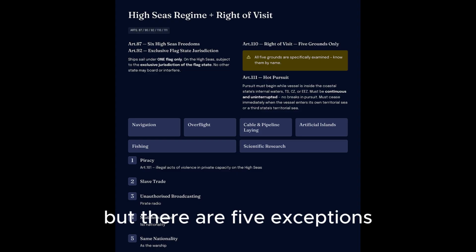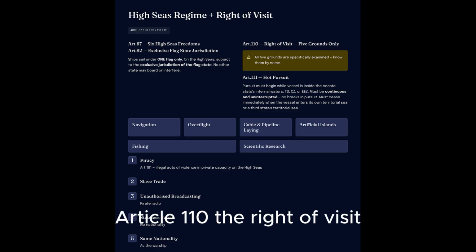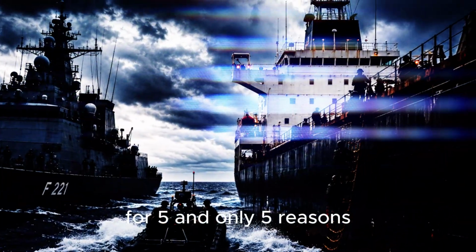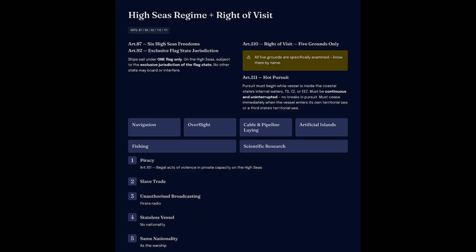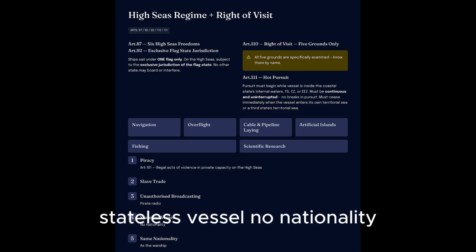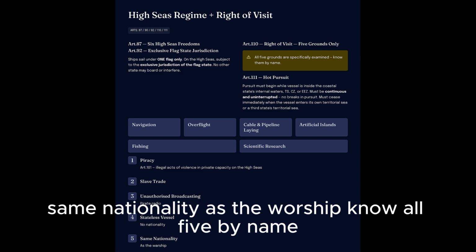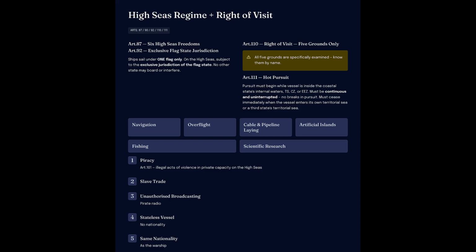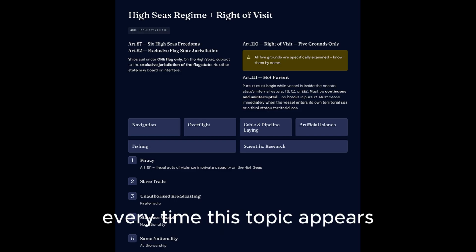But there are 5 exceptions. Article 110, the right of visit. A warship may board any foreign vessel on the high seas. For 5 and only 5 reasons. Piracy. Slave trade. Unauthorized broadcasting. Stateless vessel, no nationality. Same nationality as the warship. Know all 5. By name. They are specifically tested every time this topic appears.